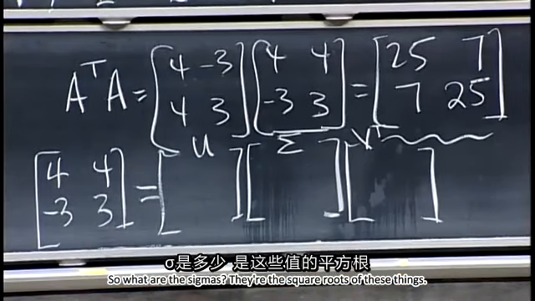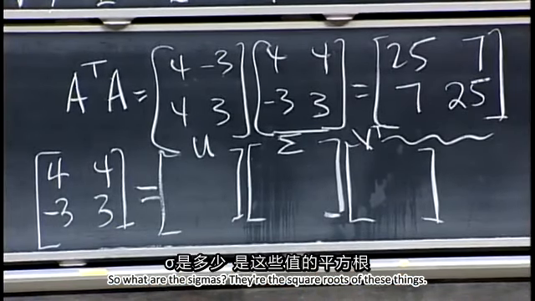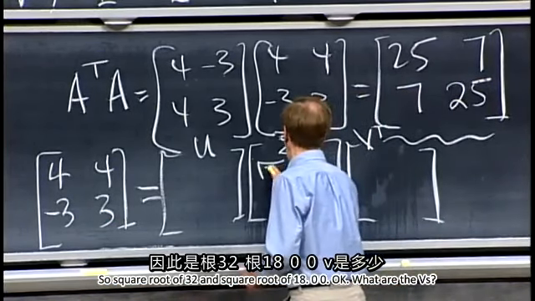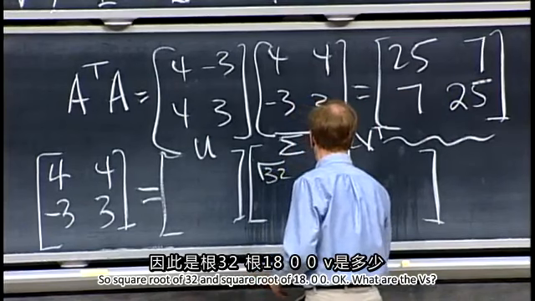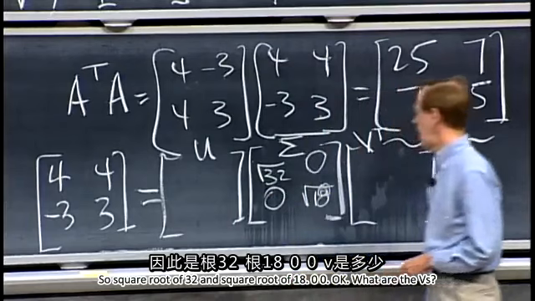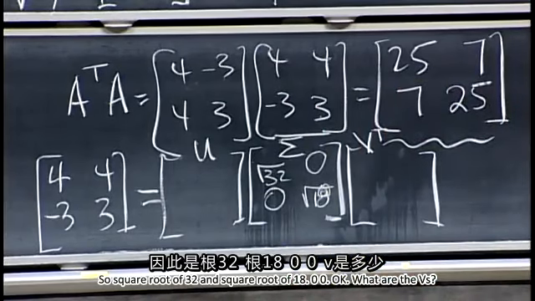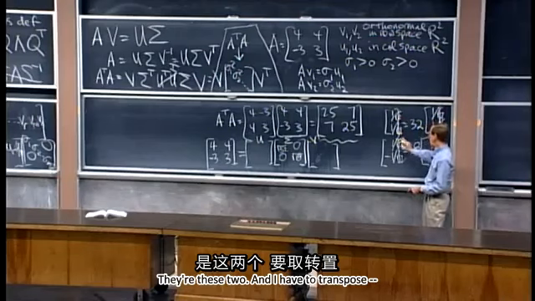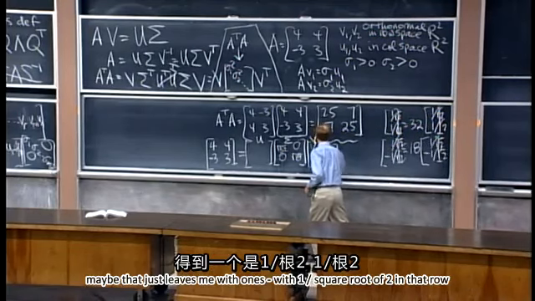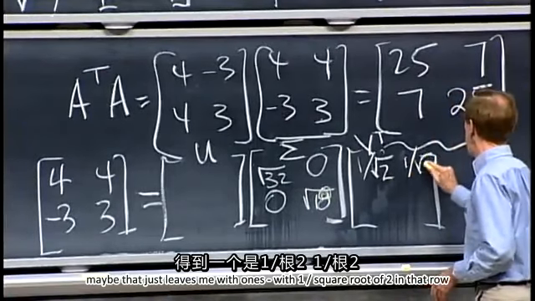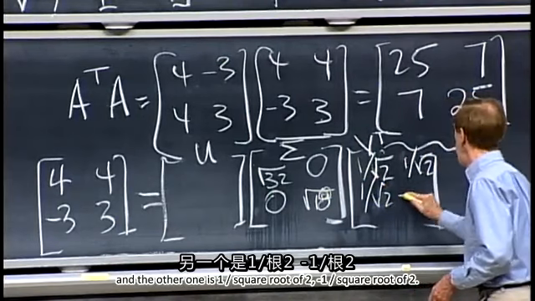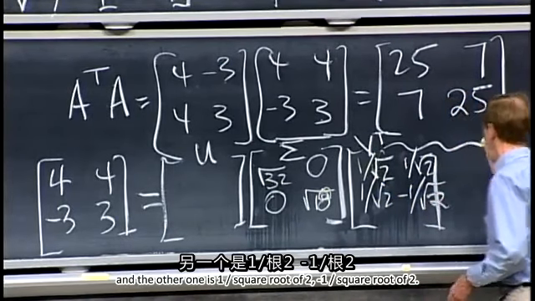So what are the sigmas? They're the square roots of these things. So square root of 32 and square root of 18, and 0, 0. Okay. What are the V's? They're these two. And I have to transpose. Maybe that just leaves me with 1 over square root of 2 in that row. And the other one is 1 over square root of 2, minus 1 over square root of 2.